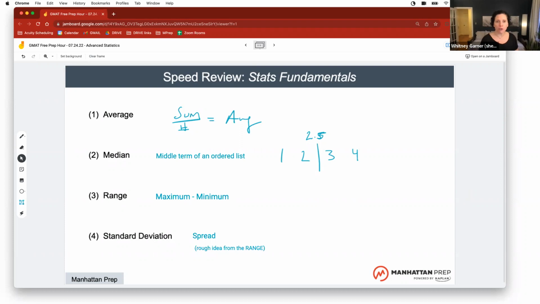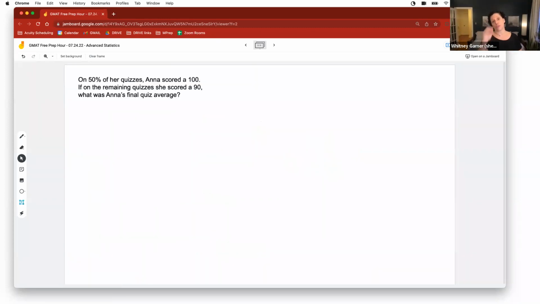Okay, beautiful, y'all. So these are our fundamental stats. We are now going to move into some of my all-time favorites. So we're going to start with some visual representations of weighted averages.